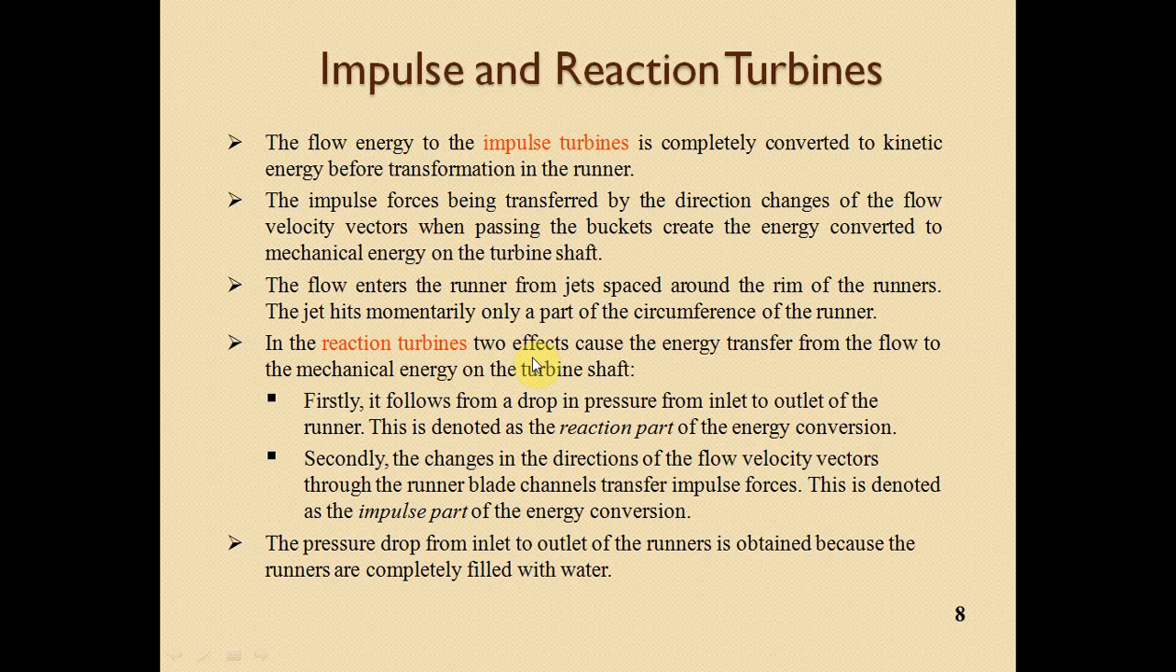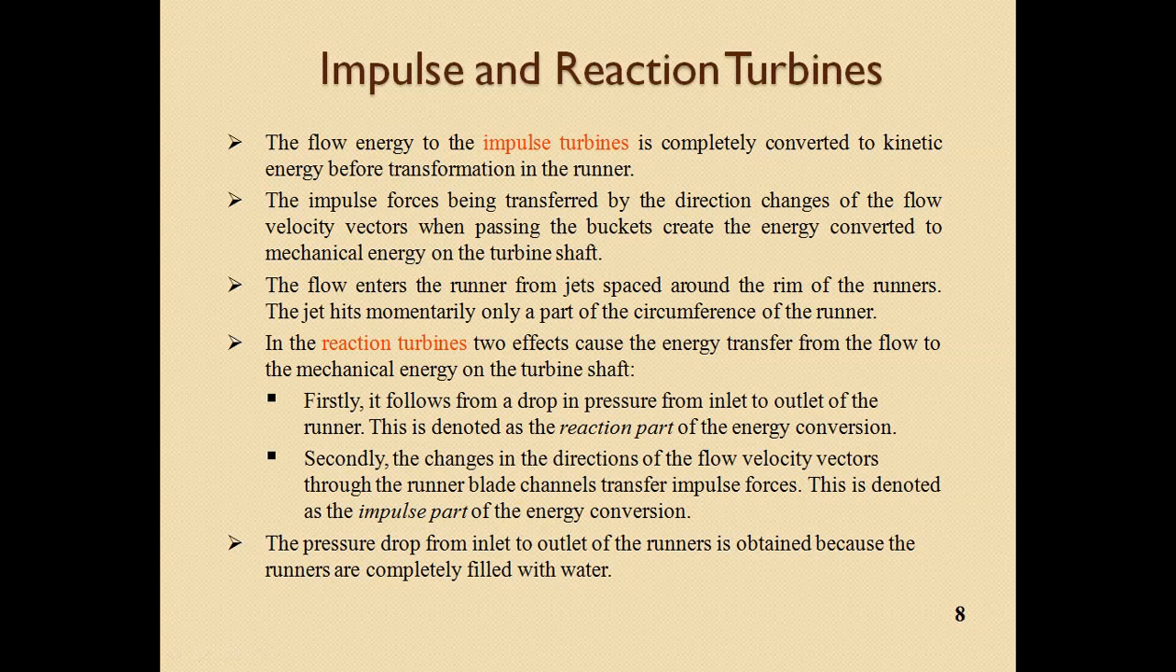In the reaction turbine, two effects cause the energy transfer from the flow to the mechanical energy on the turbine shaft. Firstly, it follows from the drop in pressure from the inlet to the outlet of the runner. This is denoted as the reaction part of the energy conservation. Secondly, the change in the direction of the flow velocity vectors through the runner blade channels transfers impulse forces. This is denoted as the impulse part of the energy conservation.